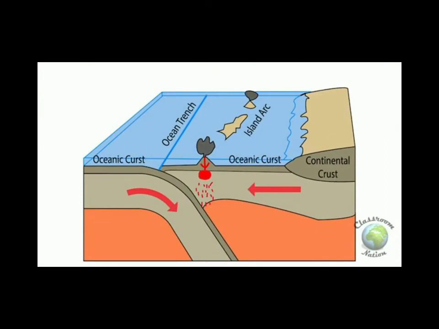The last type is when oceanic crust meets oceanic crust. At this plate boundary, one plate will be subducted and destroyed. This creates heat and magma, causing volcanoes.